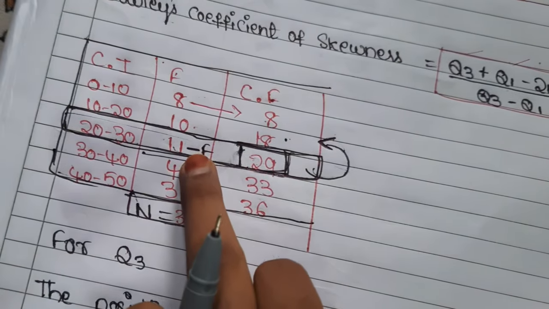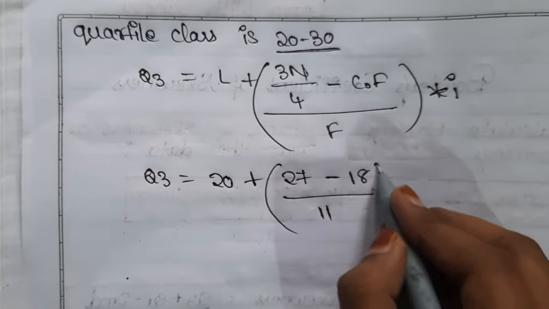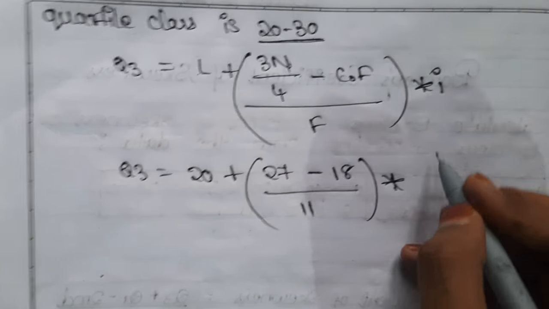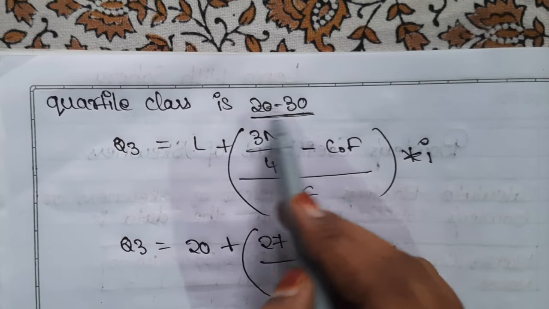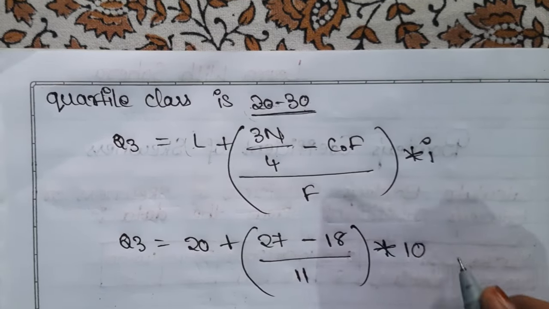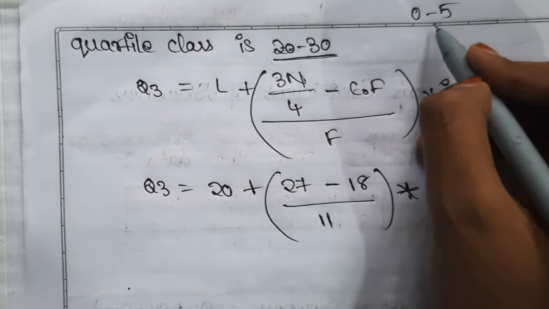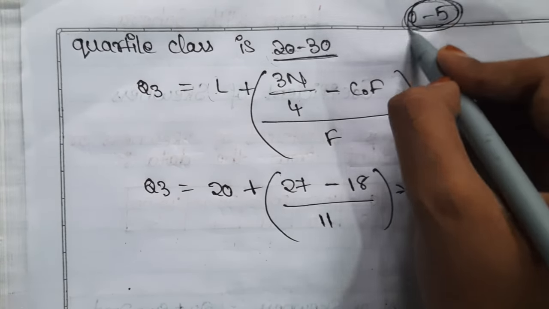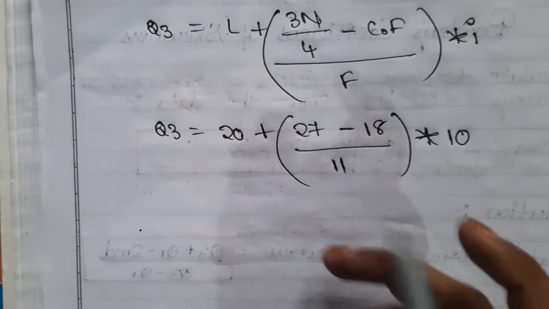F, how much I said? F how much is it? It is 11 here. So we are going to take 11. Then multiply by I. I is nothing but the class interval. Sorry, how much gap is there between this class interval? 20 to 30, it is 10. So we are going to take 10. If it used to be like 0 to 5, only a gap of 5 used to be there, we used to take 5. But here it is 10, that is why we are taking this 10.